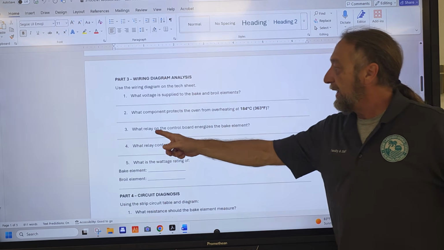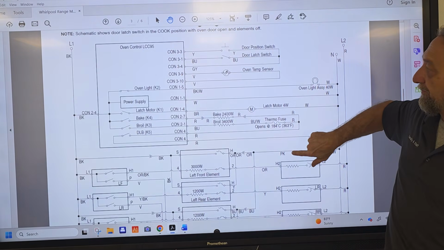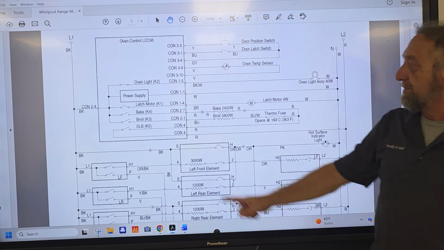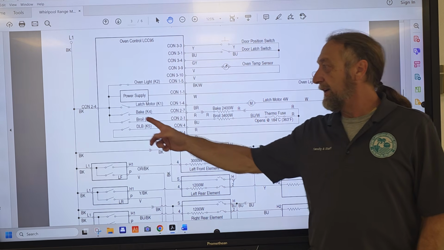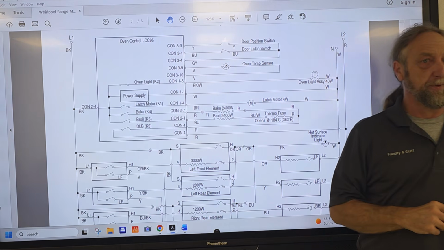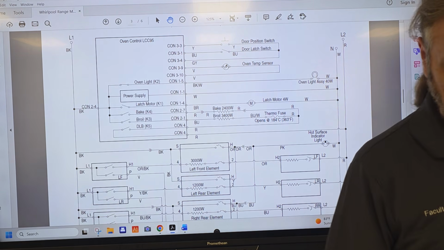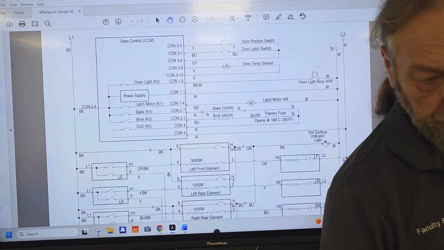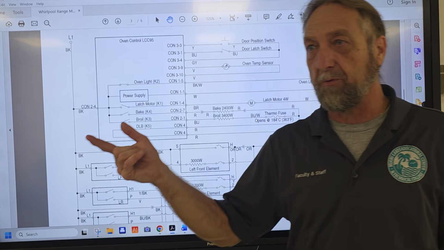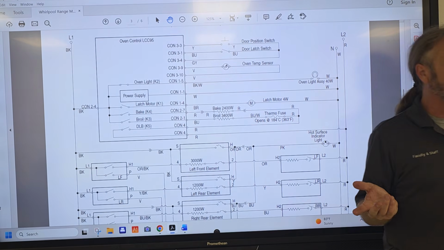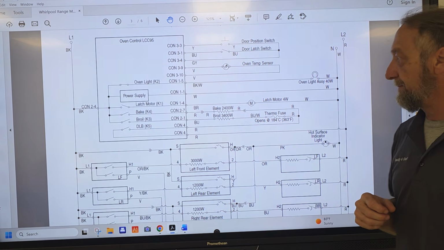Okay? What relay on the control board energizes the bake element? K4, the big relay. Now, technically, K4 and K5, because if I don't close K5, I don't have line 2 and the element won't work. So that is one of the answers. I would say K4 and K5, because if you just turn on K4, none of the elements would work. Yeah, that's something I'm thinking. Okay? Any questions on that? Nope.